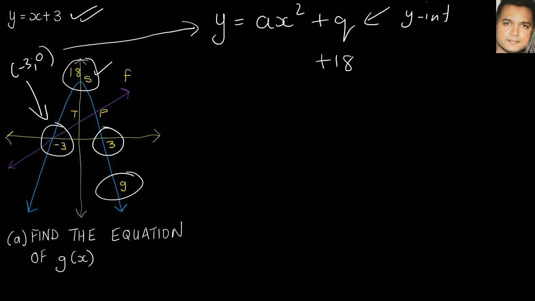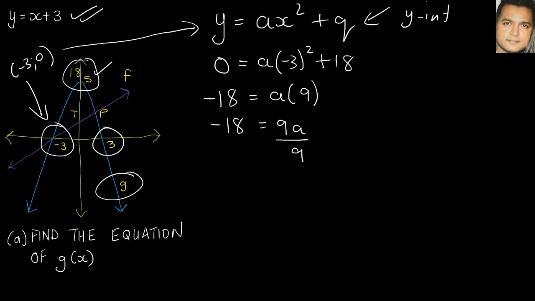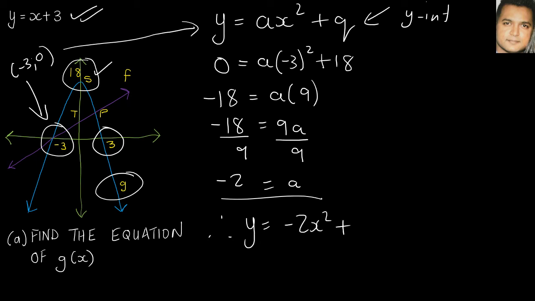So our y value there will be 0 is equal to a, which is what we're going to solve for, and the x value will be minus 3, and remember it's squared. So we take the 18 to the other side, and we'll have minus 18 is equal to a into 9. Writing it down properly, we'll have 9a. Divide both sides by 9, and we see that a will be equal to minus 2. Now that we know our a value and our q value, we can say the equation of g of x is y is equal to minus 2x squared plus 18.